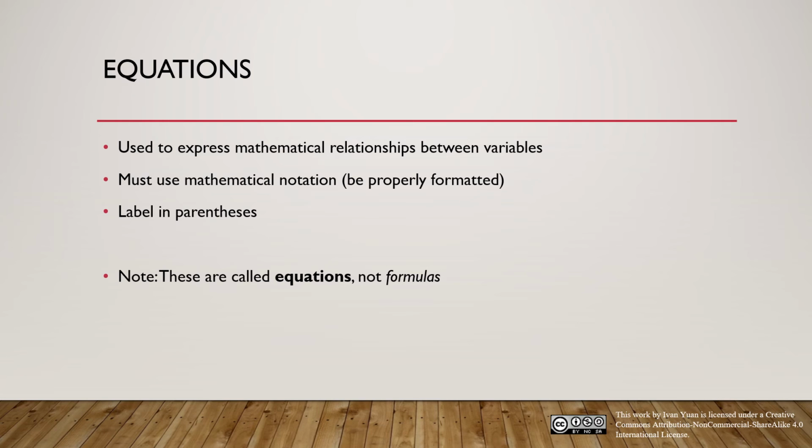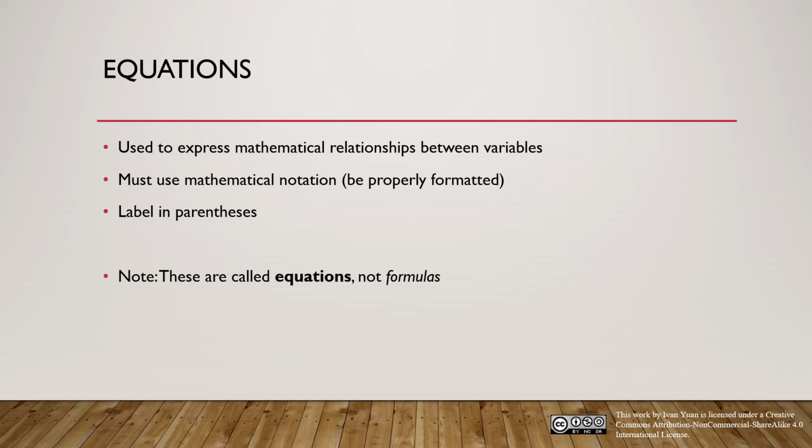So, now let's look at equations. Equations are a big part of your paper, and you use them to express the mathematical relationship between variables. One really important thing about it is that you must use mathematical notation and you must format your math properly. And for equations, you should also label them, but the label is really simple and it's just a number in parentheses. And one common mistake people make is that people call these mathematical relationships formulas. However, in scientific literature, it's called equations, not formulas. So in your solution paper, remember to use the word equations.